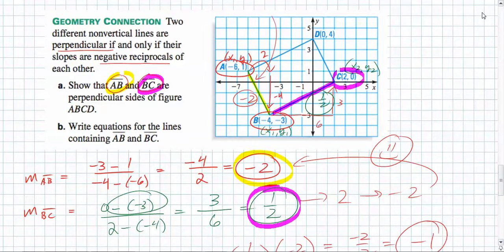Last, lines are perpendicular if their slopes are negative reciprocals of one another. So, for example, negative 2 and 1/2. Negative 2 and then the other slope being 1/2. If you multiply those two things together, you get negative 1.